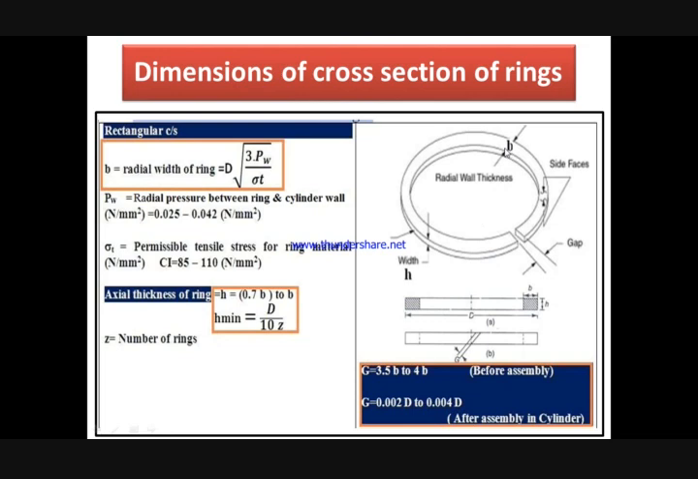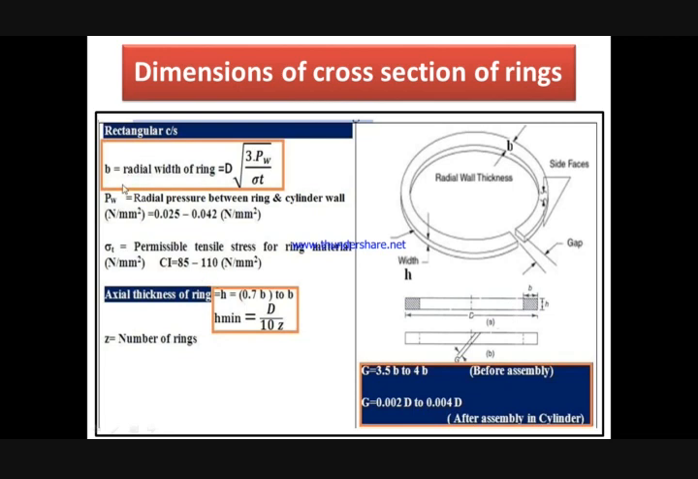Okay, so thickness in this direction is called the radial thickness, or radial width of the ring, and thickness in this direction is called the width, that is the axial thickness of the ring. And the distance between these ends is called the gap. So here you can see, this is the cross section of the ring, this is H, and this is the B.